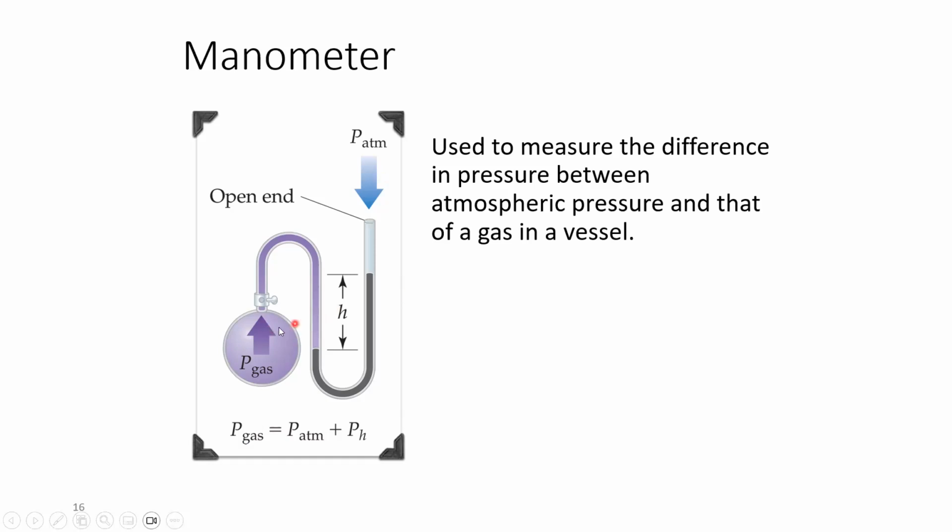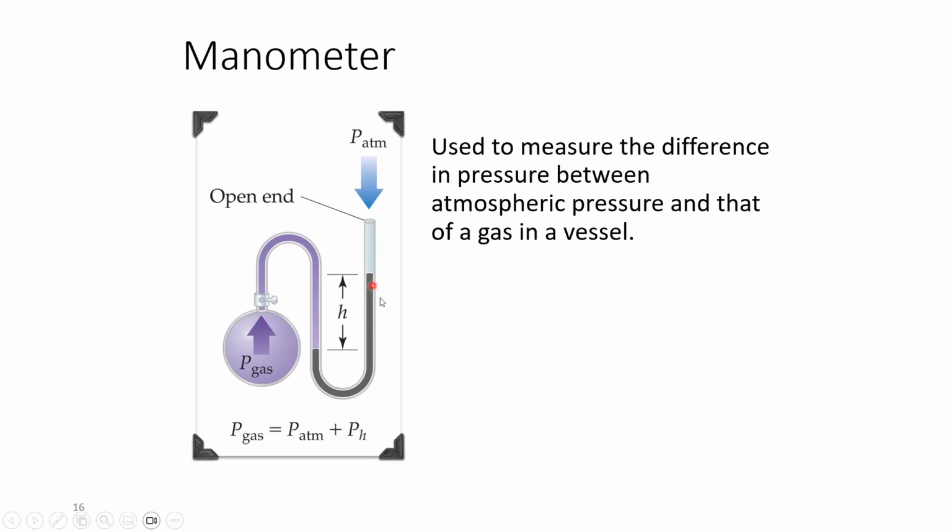Because if you think about it, if each of these were the same, so if the pressure of the atmosphere was equal to the pressure of the gas, each of them would be pushing on the ends of the mercury with the same amount of pressure. So they would just wind up being equal. Both sides of this column would be at the same height.